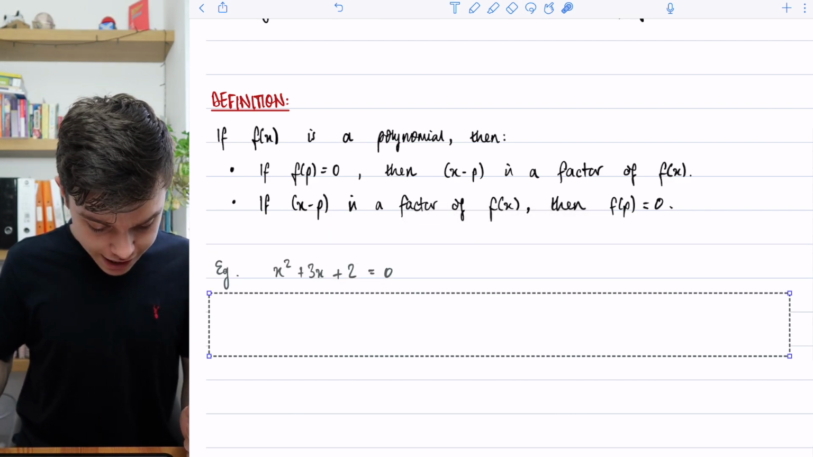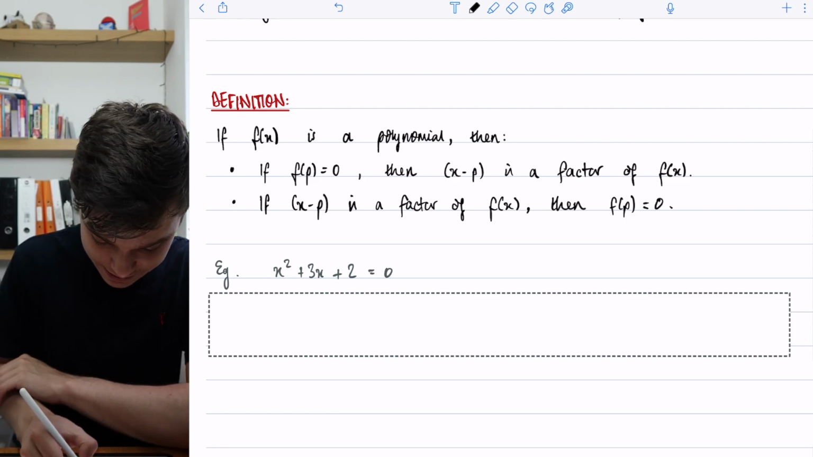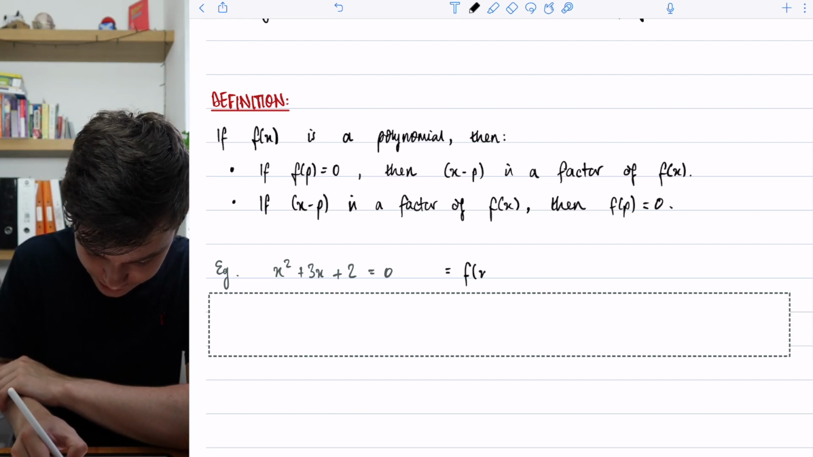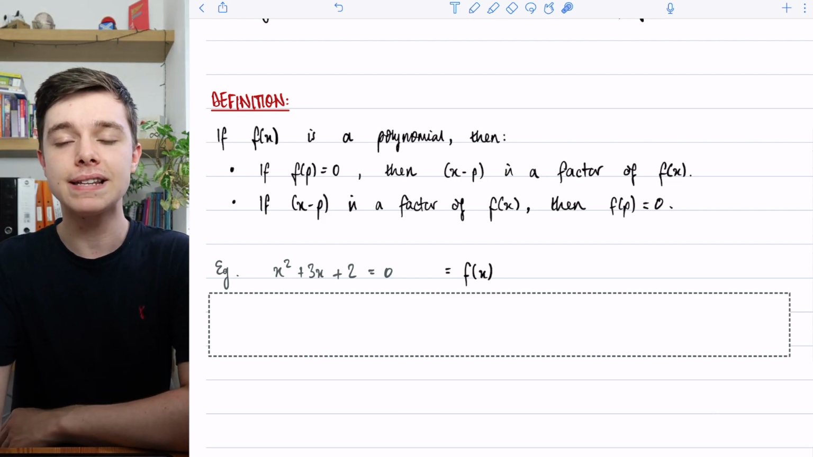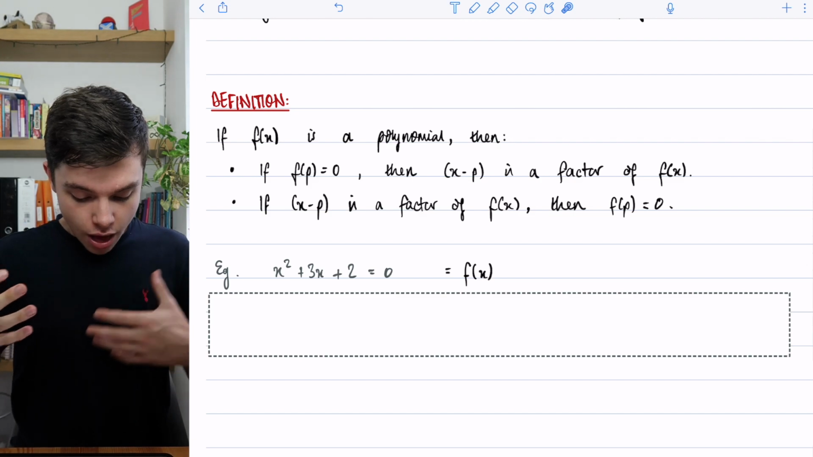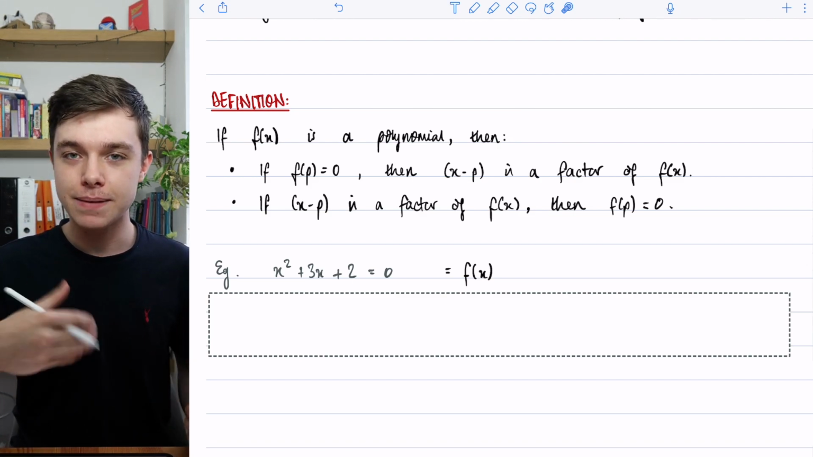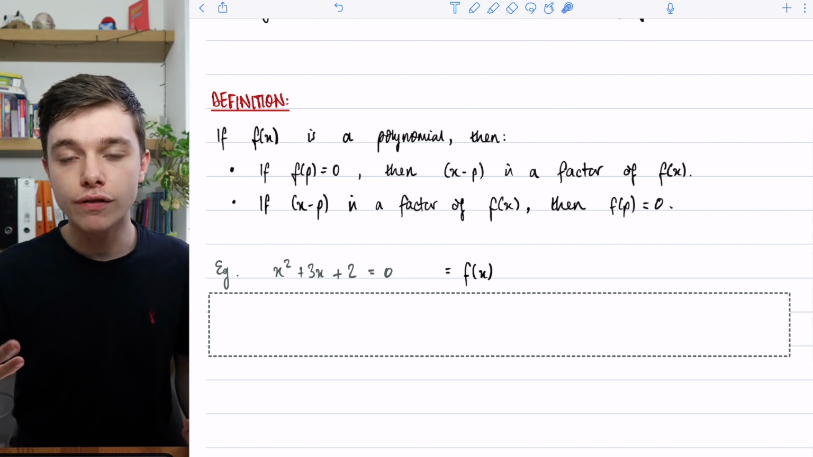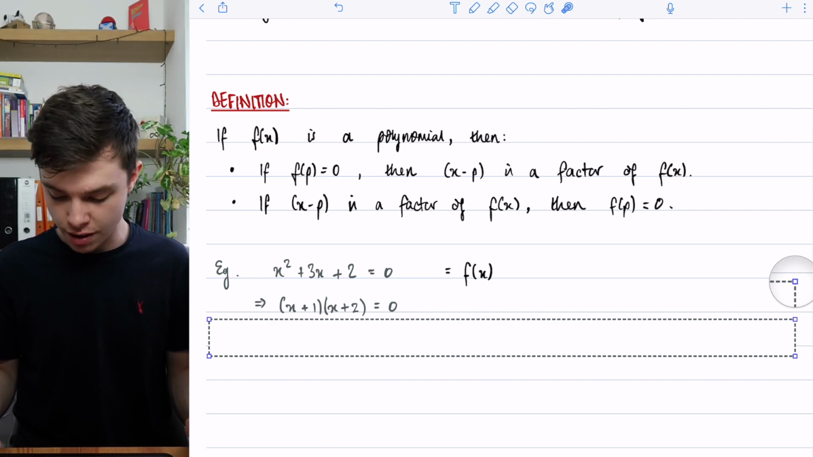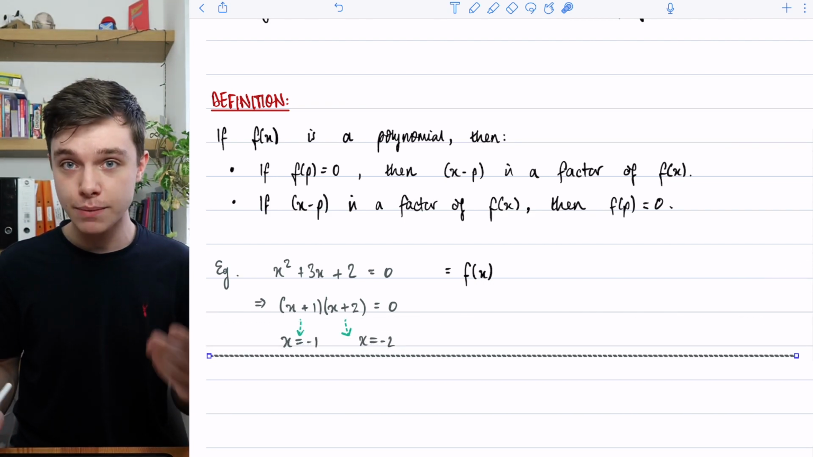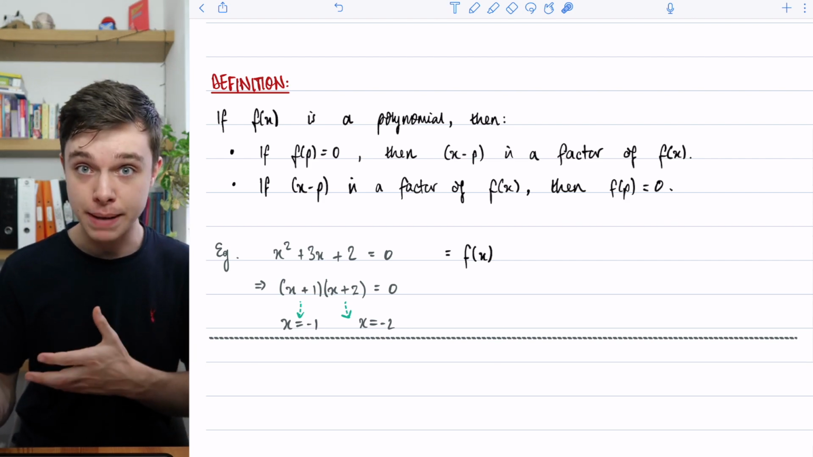Okay, so take for an example, we have a quadratic, and let's say this is f of x. So f of x is our quadratic. If we set that quadratic equal to 0, then we can work out what the values of p are going to be to make that quadratic 0. We're basically just solving the quadratic. So when we do that, we can factorise to give us those two brackets, and then from either bracket being equal to 0, we can get x is minus 1 or x is minus 2.